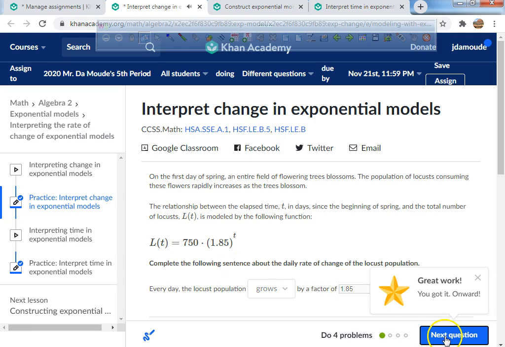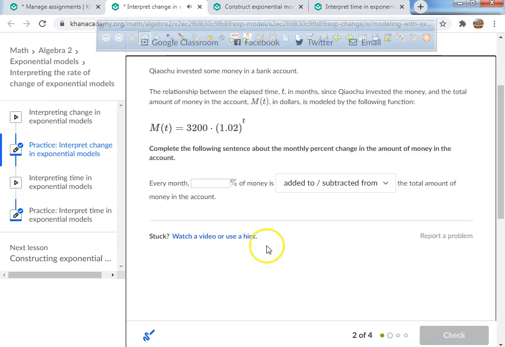Ooh. Okay, now here we have a percentage. I am not even going to attempt to pronounce the name, so we'll just call him or her Q. Q invested some money in a bank account. The relationship between the elapsed time, t in months, since Q invested the money, and the total amount of money is this. So fortunately, it looks like they're gaining 2%. All right, not a whole lot.